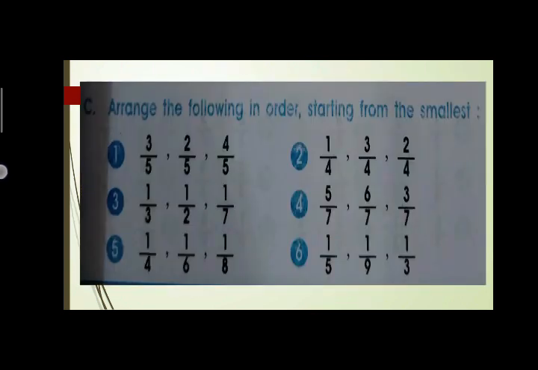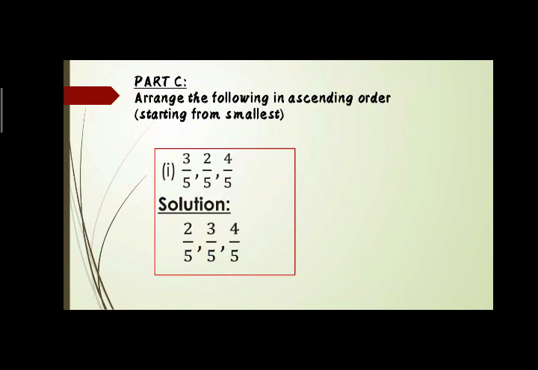Now move to the next exercise. Exercise number C, but the page number is the same, page number 37. Now arrange the following in ascending order. Start from the smallest. Ascending order means we arrange the set of fraction numbers from smallest to biggest.